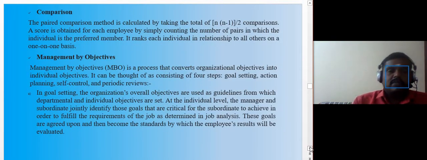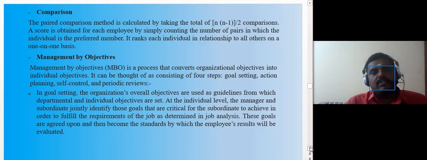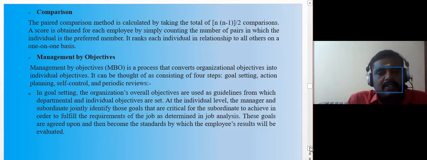The comparison method is calculated by taking the total of n(n-1)/2 comparisons. A score is obtained for each employee by counting the number of pairs in which the individual is a preferred member. It ranks each individual in relationship to all others on a one-on-one basis.